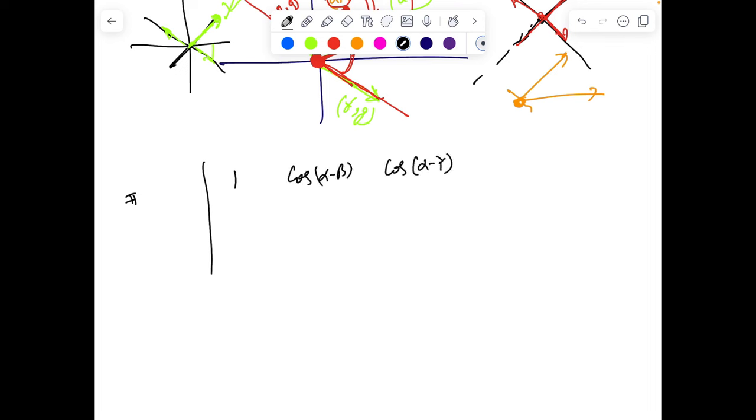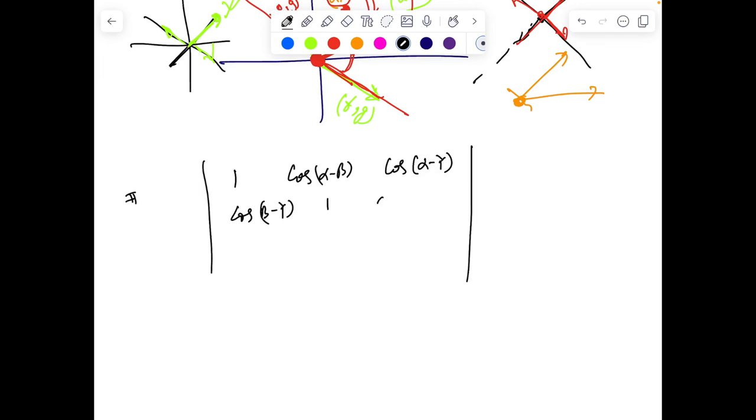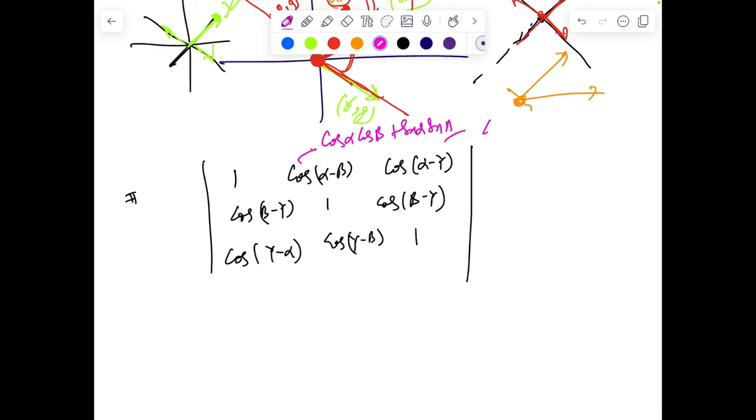Come, let's see the next question from determinants. You have to find the determinant of 1, cos(alpha minus beta), cos(alpha minus gamma); cos(beta minus gamma), 1, cos(beta minus gamma); cos(gamma minus alpha), cos(gamma minus beta) and 1.